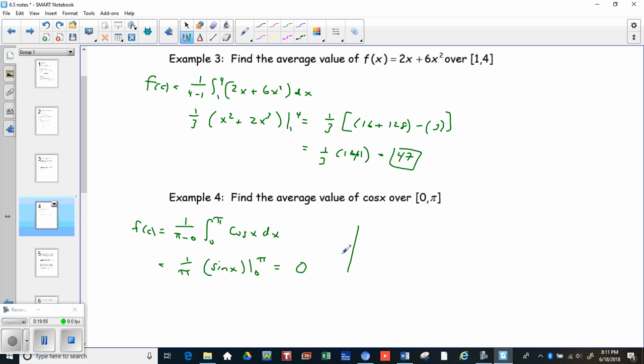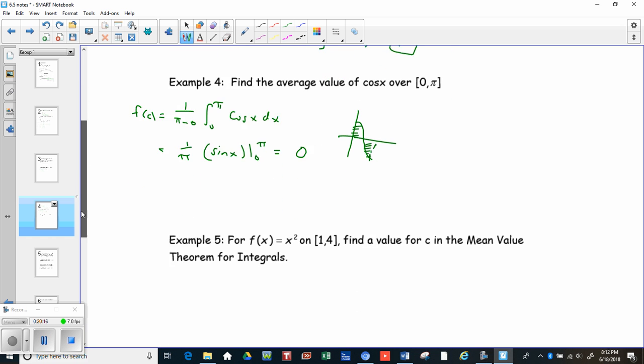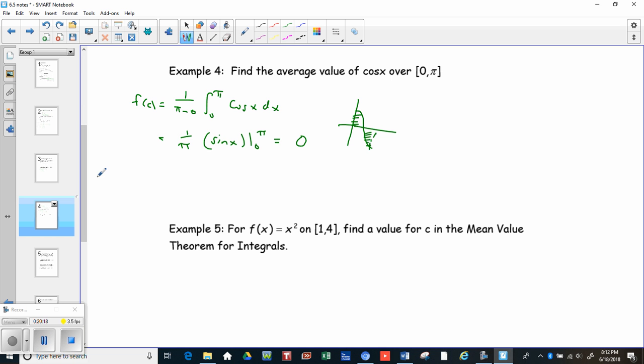And that really should make sense if you think about what the function looks like. If you think about cosine from 0 to pi, this area right here is exactly the same as this area right here. So they cancel each other out, meaning that your average value is actually 0. It does make sense if you think about it. So yes, you can have an average value which is 0. You can have an average value which is negative.